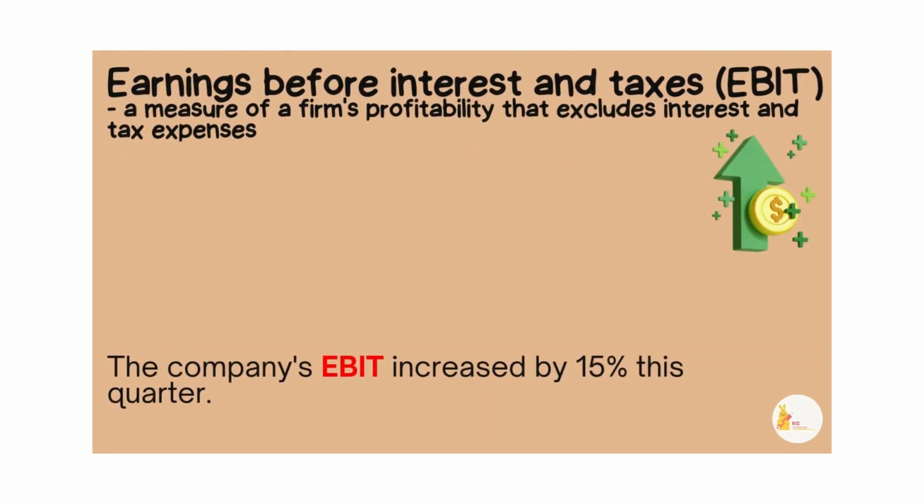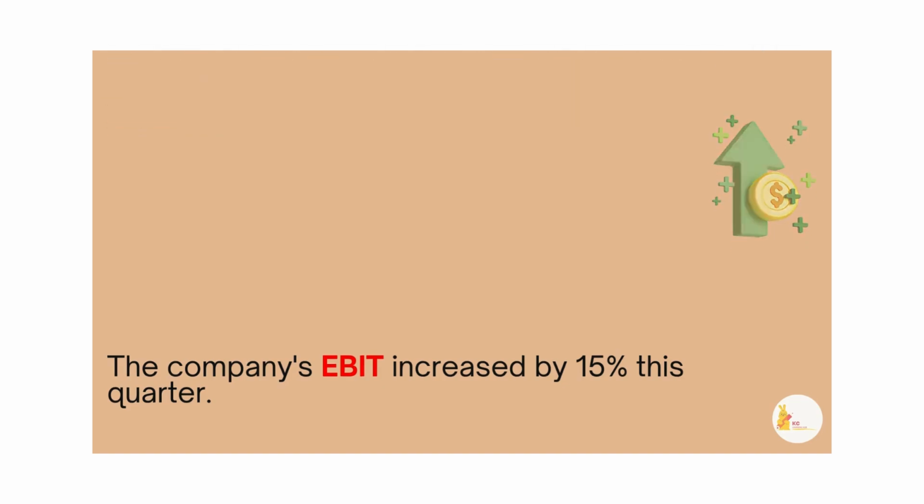Number 4, earnings before interest and taxes or EBIT. Please repeat. EBIT means a measure of a firm's profitability that excludes interest and tax expenses. Example: the company's EBIT increased by 15% this quarter.